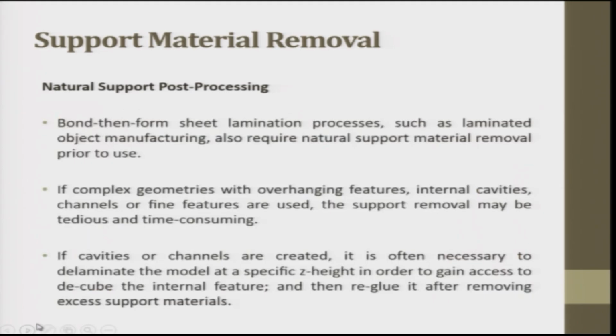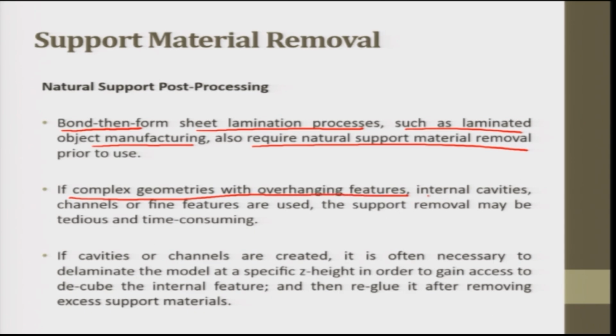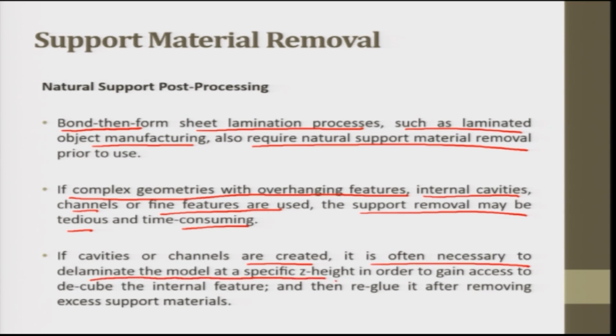Now, bond-then-form sheet lamination processes such as laminated object manufacturing also require natural support material removal. If complex geometry with overhanging features, internal cavities, channels and fine features is used, the support material removal may be tedious and time consuming. If cavities or channels are created, it is often necessary to delaminate the model at a specific Z height in order to gain access to decube the internal feature, and then re-glue it after removing the excess support material.